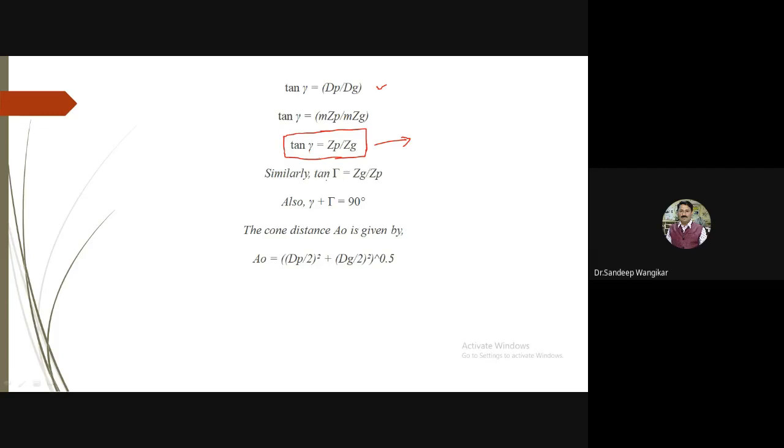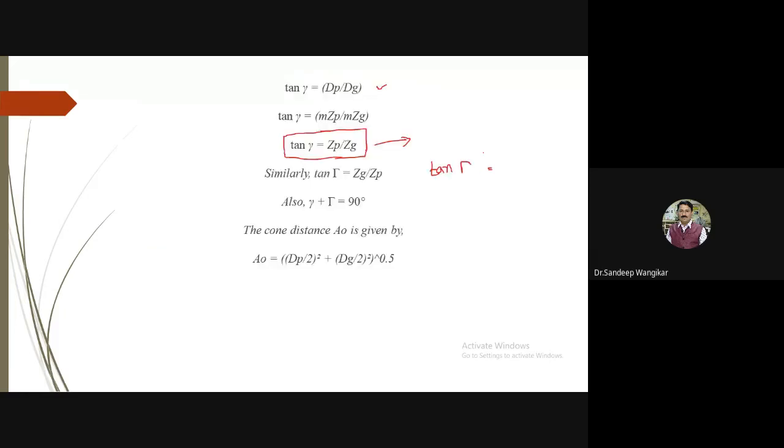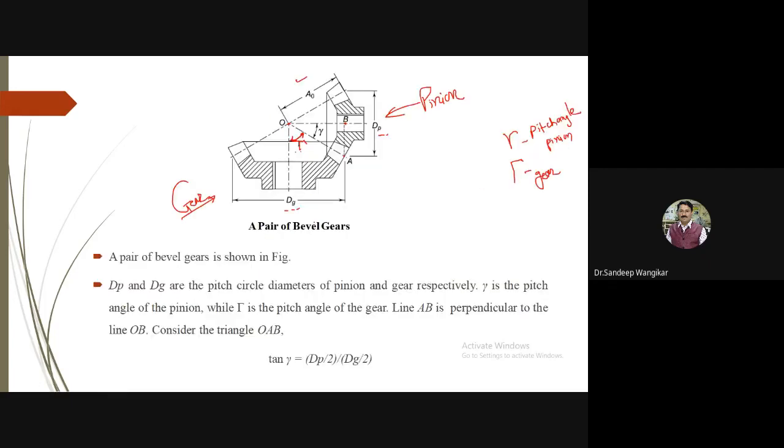Very important. Now similarly, if we go for the other side, tan of the larger gamma becomes dG by 2 divided by dP by 2. So dG by dP, mZg by mZp, ultimately you will get tan of larger gamma is equal to Zg by Zp, exactly opposite.